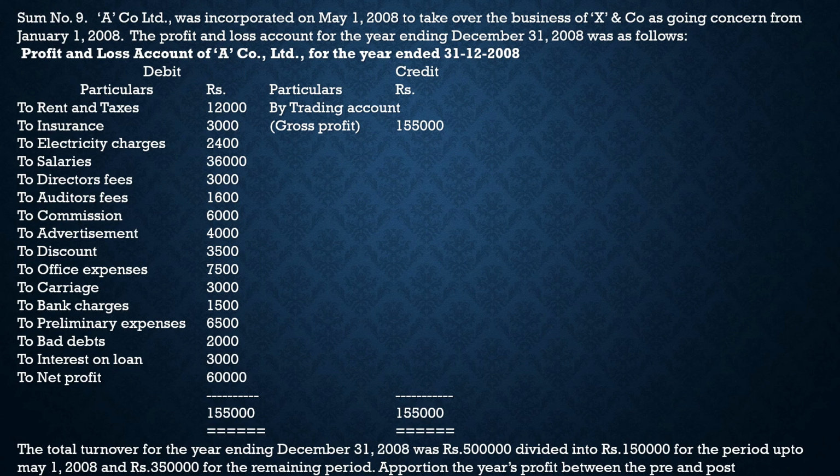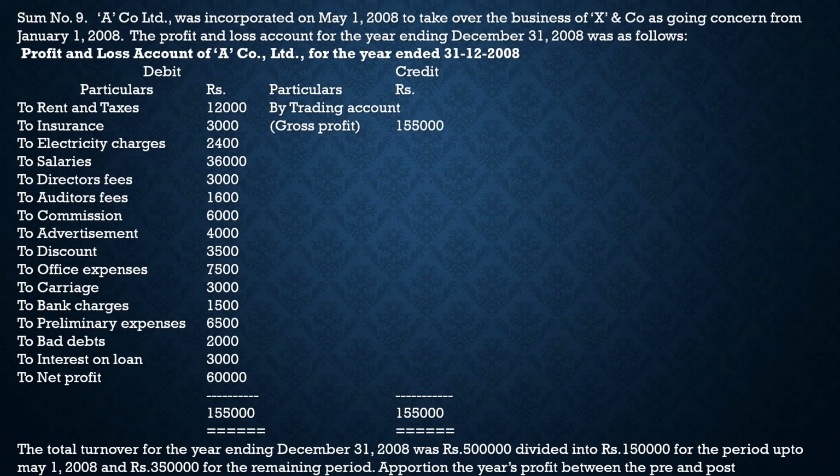Now, we'll see sum number 9. A Company Limited was incorporated on 1st May 2008 to take over the business of Egg & Co. as a going concern from January 1st, 2008. The profit and loss account for the year ending 31st December 2008 was as follows. The profit and loss account given here shows a list of expenses on the debit side and gross profit on the credit side.